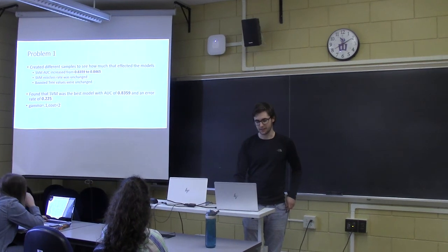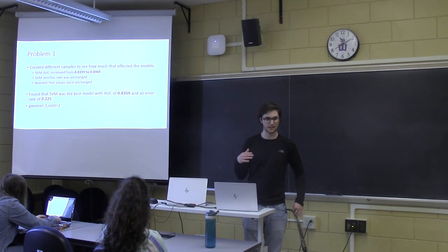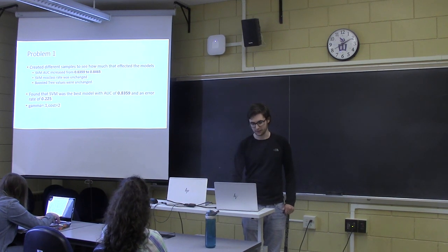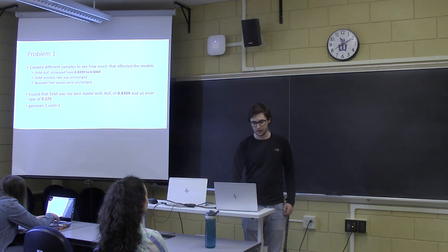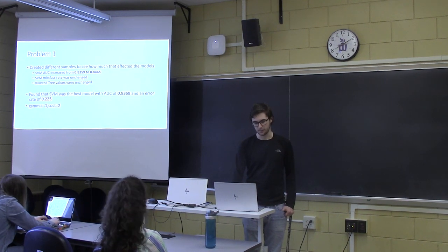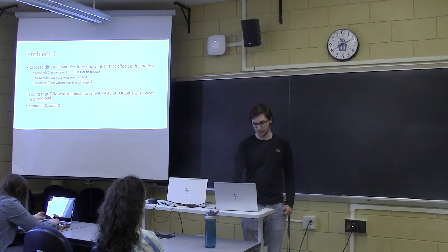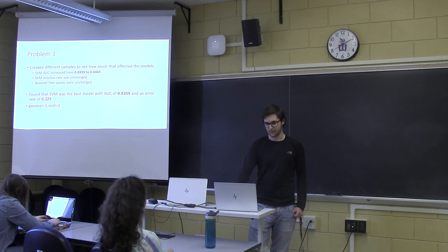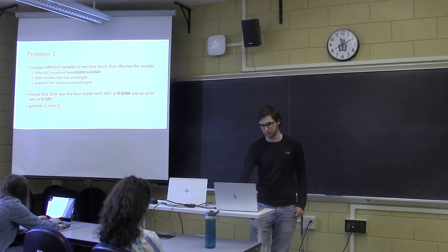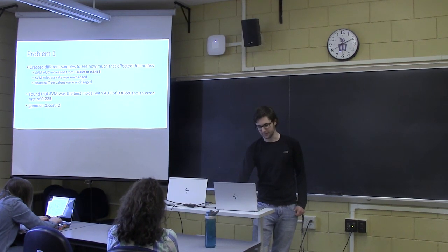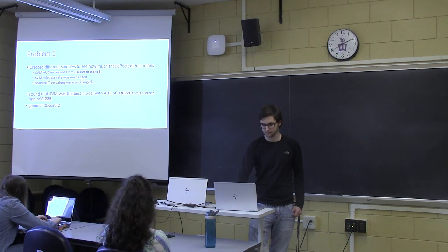So I decided to take different samples of training and testing to see if maybe it was just a bad split for Boosted Tree or something like that. And when I took different training and testing samples, the SVM model actually got a little bit better, and the Boosted Tree was pretty much unchanged. So I ended up going with SVM for problem 1, and my validation AUC was 0.83, and I had an error rate of 0.22. I used a gamma of 0.1 and a cost of 2.